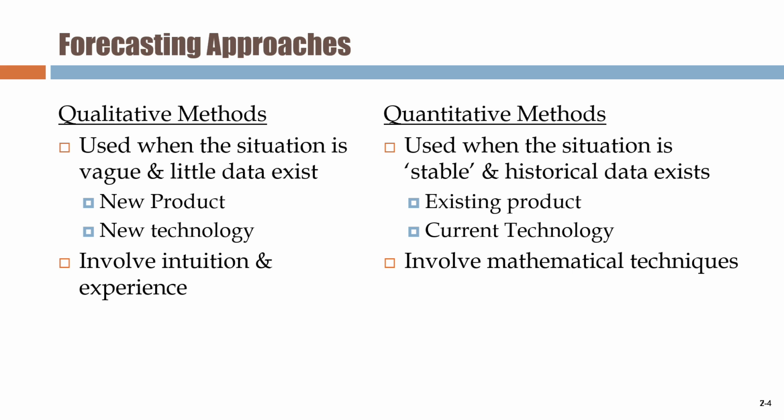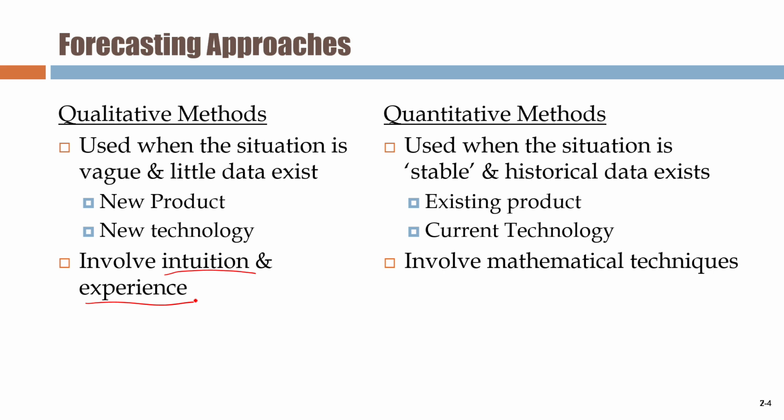Forecasting approaches can be of two kinds: qualitative methods or quantitative methods. A qualitative method is about intuition and experience. Maybe we don't have historical data, or it is a totally new product. How can we forecast the demand? Then maybe we have to ask some expert who has a lot of experience introducing new products. So we highly rely on intuition and experience.